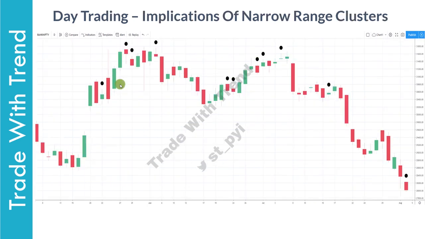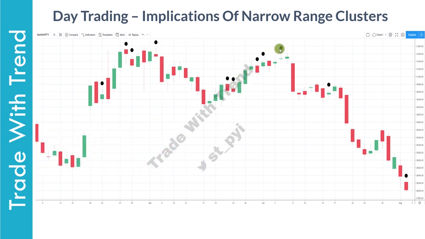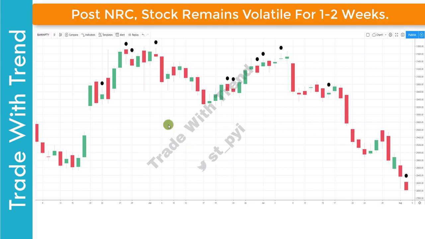So let us now discuss the implication of narrow range clusters in intraday trading. Now, as an intraday trader, there are specific windows when you should be trading and when you should step aside and wait for the right opportunities. Narrow range clusters help you identify such opportunities wherein the odds of a trade being successful certainly increase. Do note that whenever you spot narrow range clusters on the chart, the implications of the same remain valid for the next 1 to 2 weeks. In this chart, there are 2 distinct narrow range clusters visible.